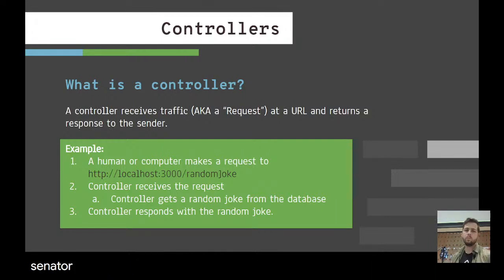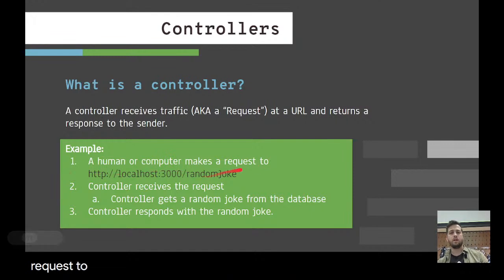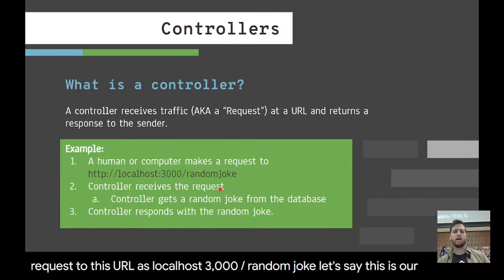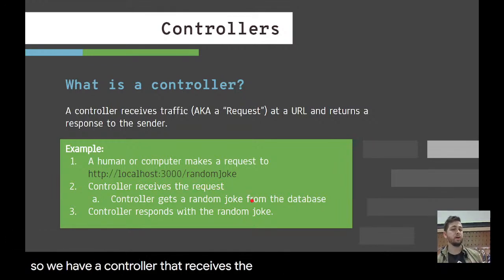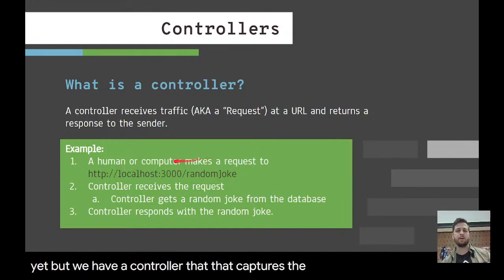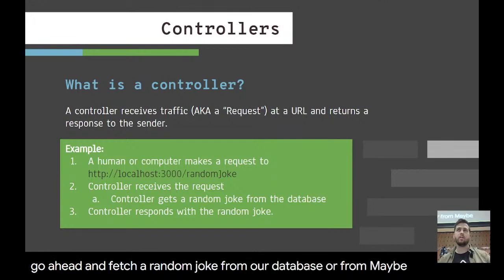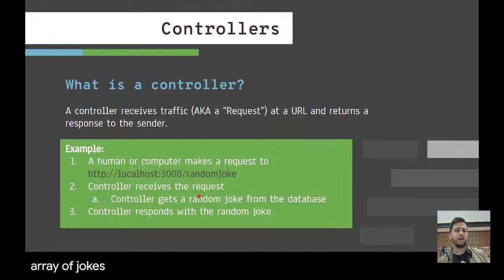Another example would be a human or a computer makes a request to this URL, localhost:3000/random-joke. Let's say this is our app, and we have a controller that receives the request. We haven't done anything yet, but we have a controller that captures the traffic at random joke. Then we fetch a random joke from our database, or maybe just an array of jokes. And then we'll respond with the random joke. So we'll return that from our controller.